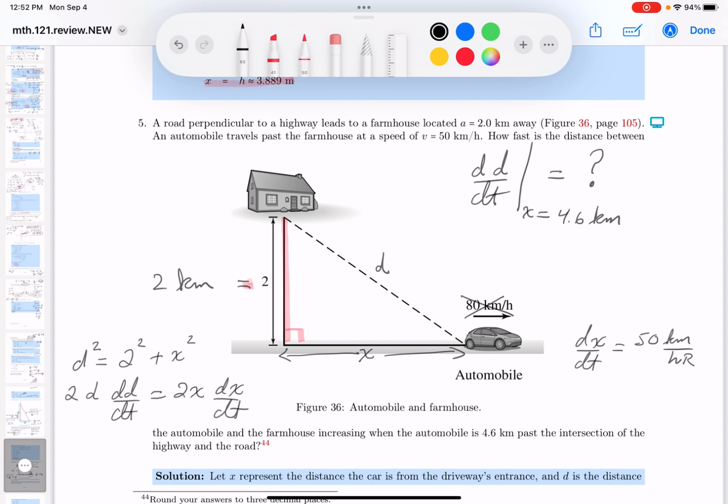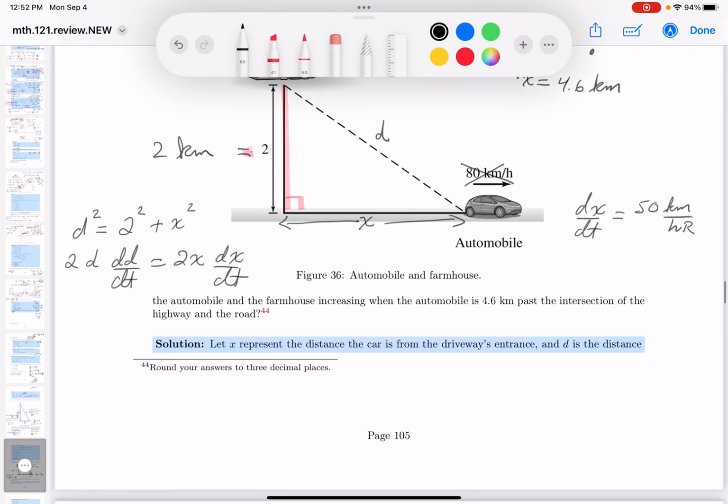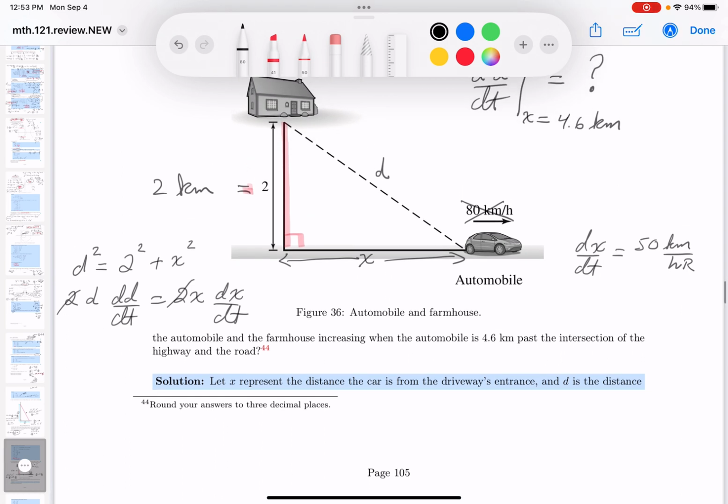All right, let's take a look. x is certainly getting bigger, and d is certainly getting bigger. They're going to be positive quantities. Let's see if we can write this down now. I'm going to divide both sides by 2. And let's see what we have over here. Their question is, what's dD/dt? Well, that's going to be x divided by d, times dx/dt. All right, let's keep moving along. dD/dt at 4.6 kilometers, when x is 4.6 kilometers.